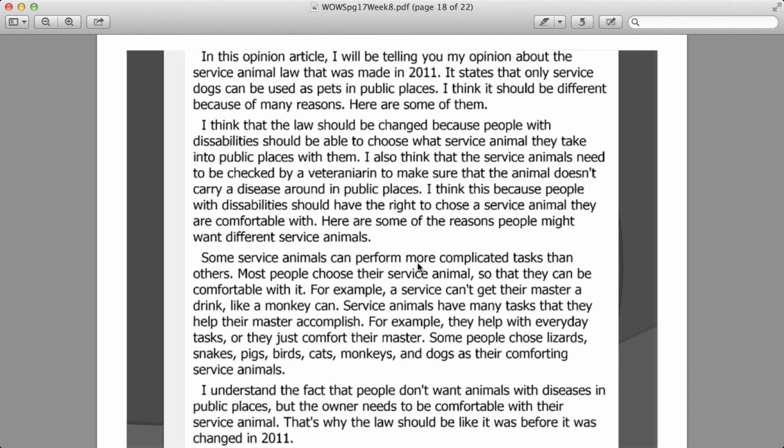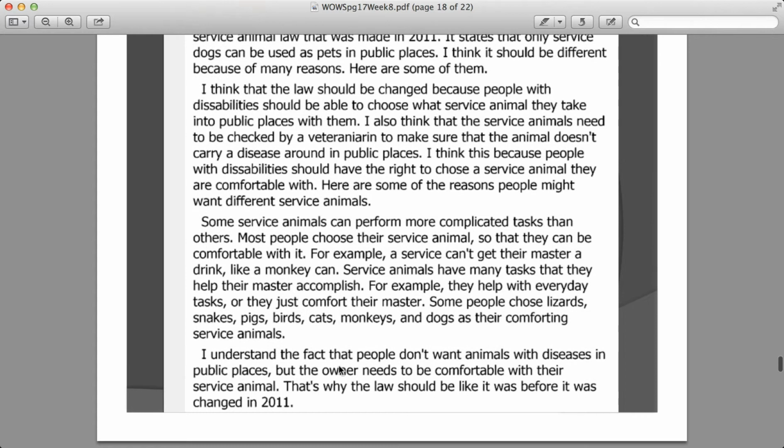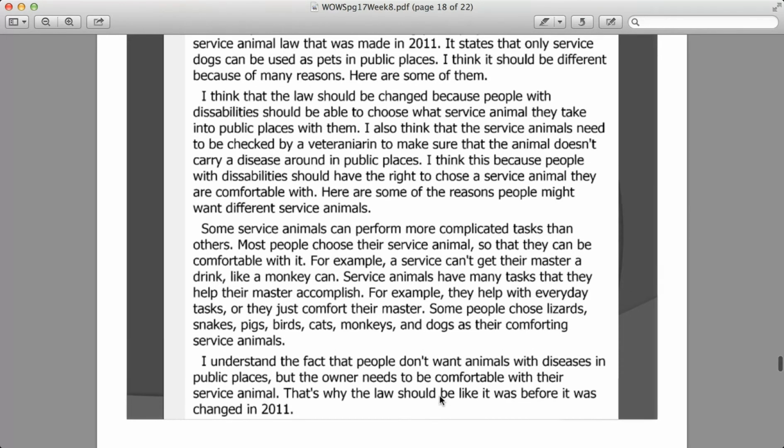Some service animals can perform more complicated tasks than others. Most people choose their service animal so that they can be comfortable with it. For example, a service dog can't get their master a drink like a monkey can. Service animals have many tasks that they help their master accomplish. For example, they help with everyday tasks or they just comfort their master. Some people choose lizards, snakes, pigs, birds, cats, monkeys, and dogs as their comforting service animals. I understand the fact that people don't want animals with diseases in public places, but the owner needs to be comfortable with their service animal. That's why the law should be like it was before it was changed in 2011.